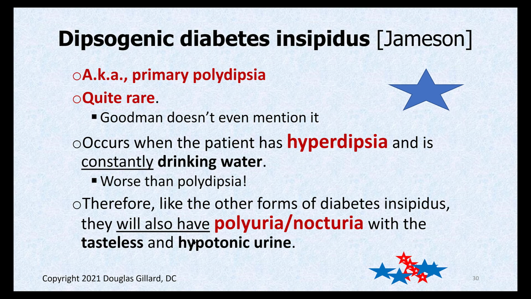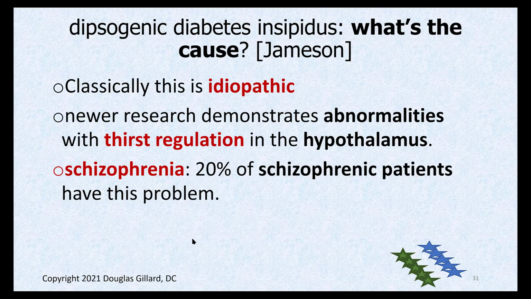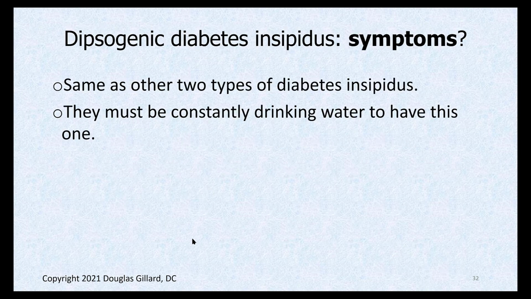Okay, and so they're going to have the same symptoms: polyuria, nocturia, hypotonic urine, the whole nine yards, just like the others. What's the cause? We don't know the cause. These people with schizophrenia, very common for them to overdrink water. Almost a quarter of schizophrenic patients drink water just habitually. Some research shows it could be a tumor in the thirst center of the hypothalamus that doesn't work right and makes you thirsty all the time. And yeah, the symptoms are the same.